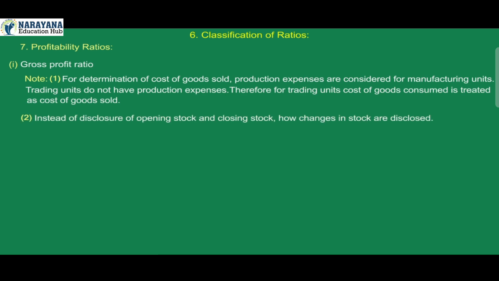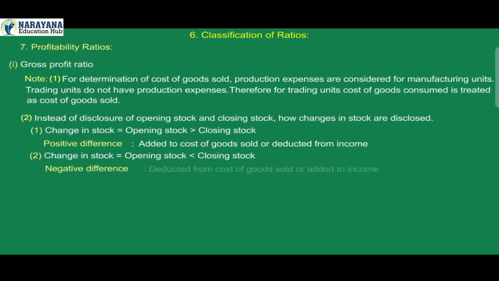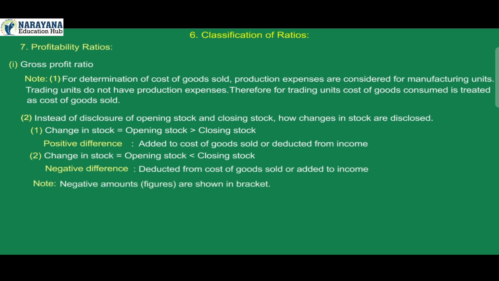2. Instead of disclosure of opening stock and closing stock, how are changes in stock disclosed? 1. Change in stock, when opening stock is greater than closing stock, is a positive difference, added to cost of goods sold or deducted from income. 2. Change in stock, when opening stock is less than closing stock, is a negative difference, deducted from cost of goods sold or added to income. Note: negative amounts, that is figures, are shown in brackets.